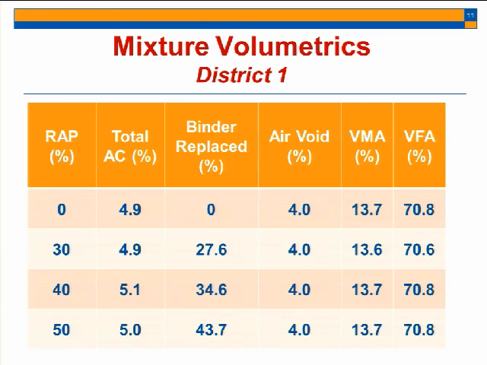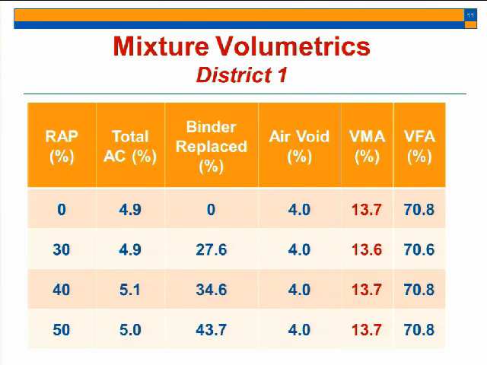And these are the volumetrics for District 1's material. As you can see, the second column shows the total AC content. We don't see much of a significant difference in them. The third column shows the actual binder replacement. If you are using, for example, 40% RAP, then the actual binder replacement is 34.6%. The main column, or the values that I want to highlight here, are these VMA values.